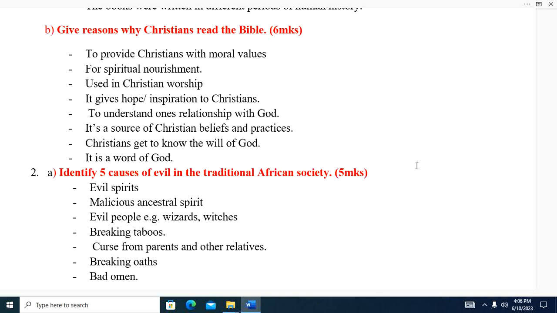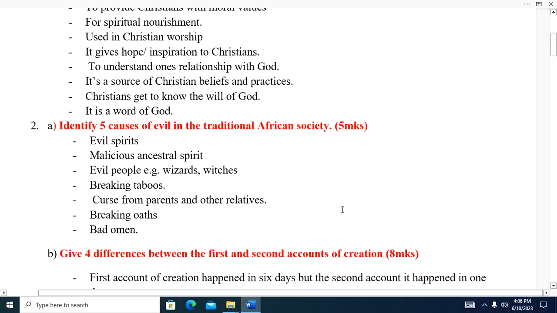Next, it gives hope and inspiration to Christians. Next, to understand one's relationship with God. Next, it is a source of Christian belief and practices. Next, Christians get to know the will of God. Next, it is the word of God.